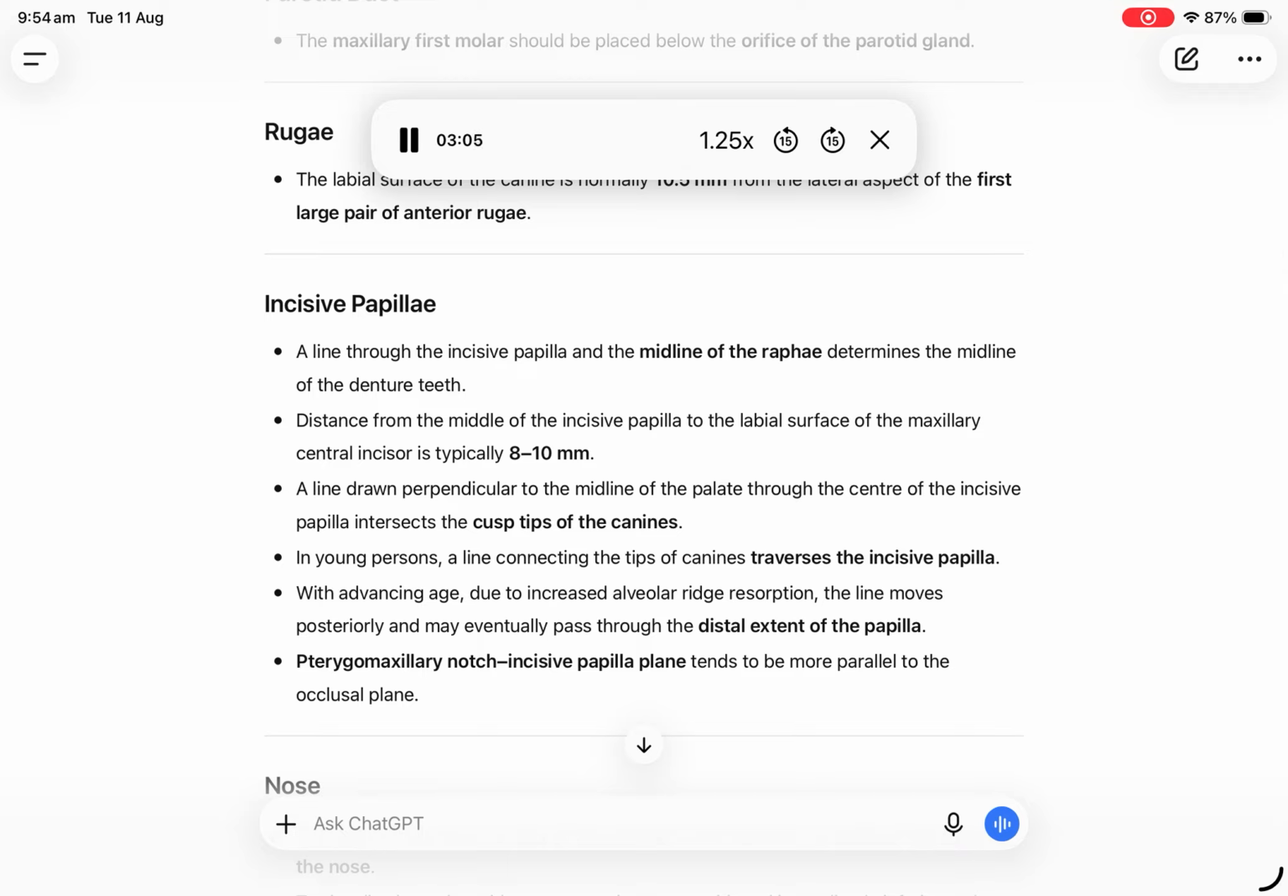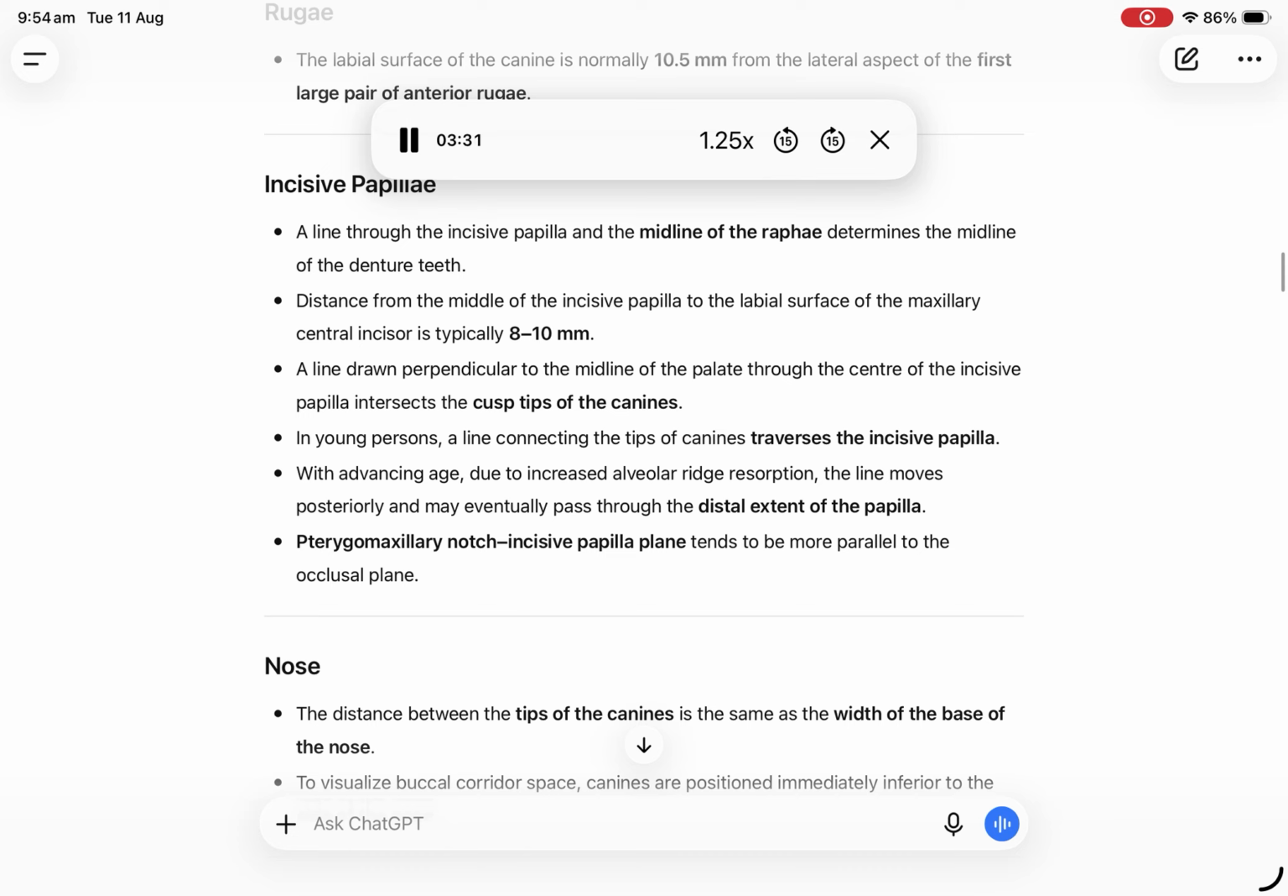Distance from the middle of the incisive papilla to the labial surface of the maxillary central incisor is typically 8 to 10 millimeters. A line drawn perpendicular to the midline of the palate through the center of the incisive papilla intersects the cusp tips of the canines. In young persons, a line connecting the tips of canines traverses the incisive papilla. With advancing age, due to increased alveolar ridge resorption, the line moves posteriorly and may eventually pass through the distal extent of the papilla.